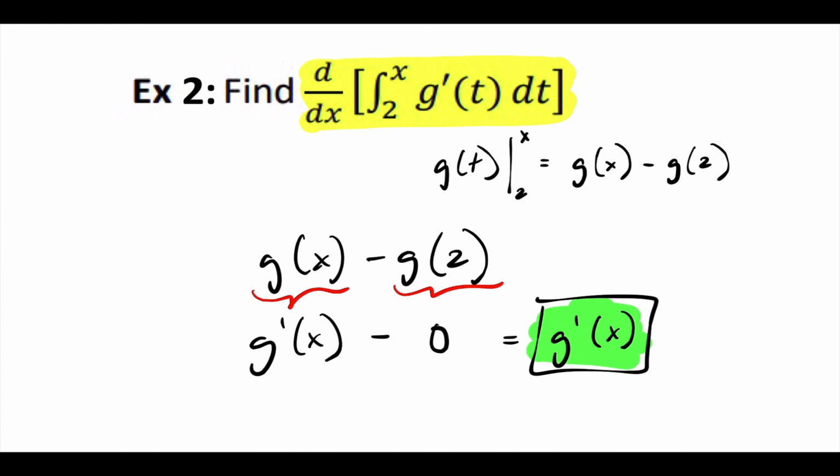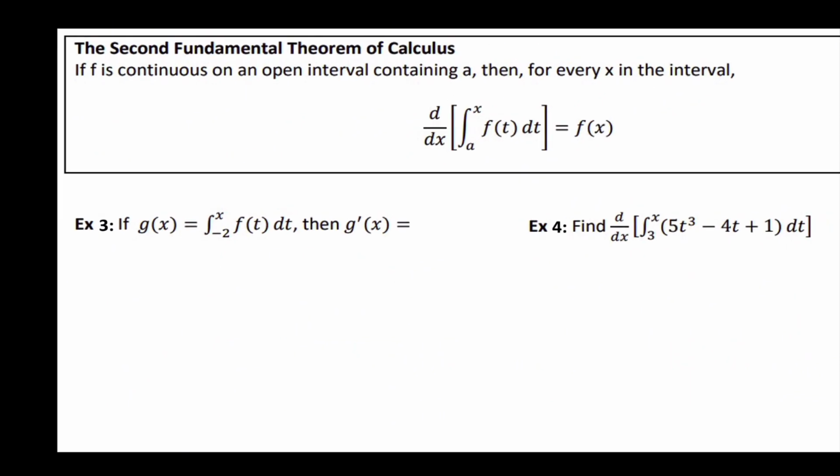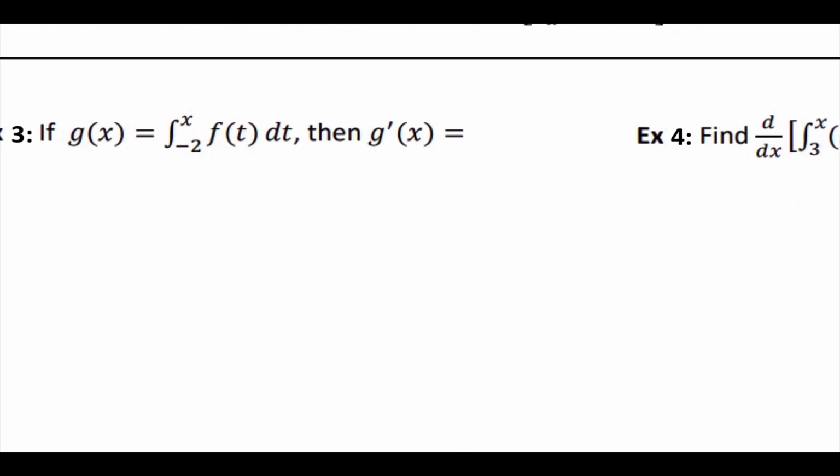Now we're going to go a little bit deeper than that, but that's essentially what the second fundamental theorem says. It's a pretty simple concept to take in. When we have a variable on top, and it has to be on top, it can't be on bottom, you just put it in there and you're done. So this whole thing here, instead of g prime of t, it's going to be g prime of x. Okay, so let's look at something like this.